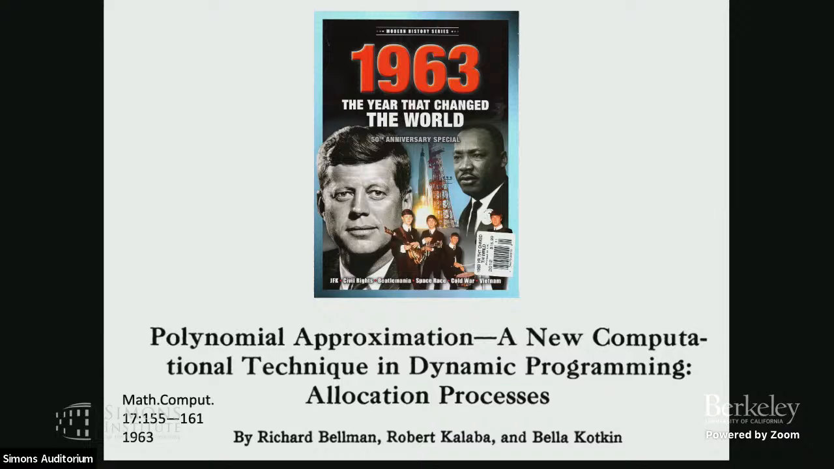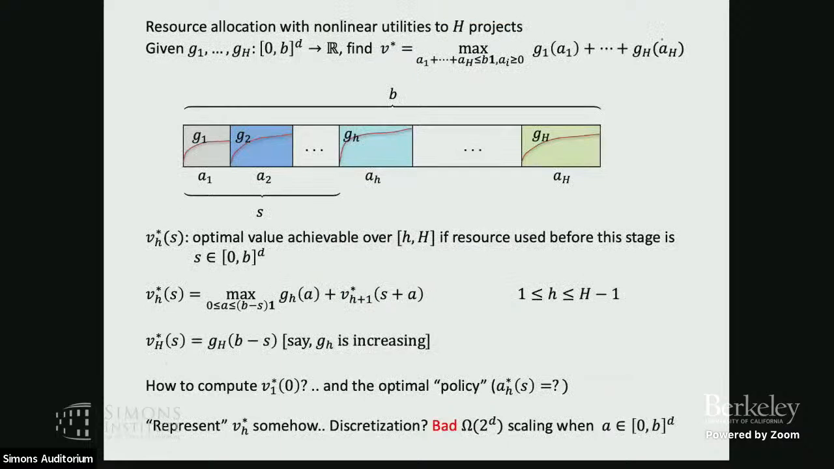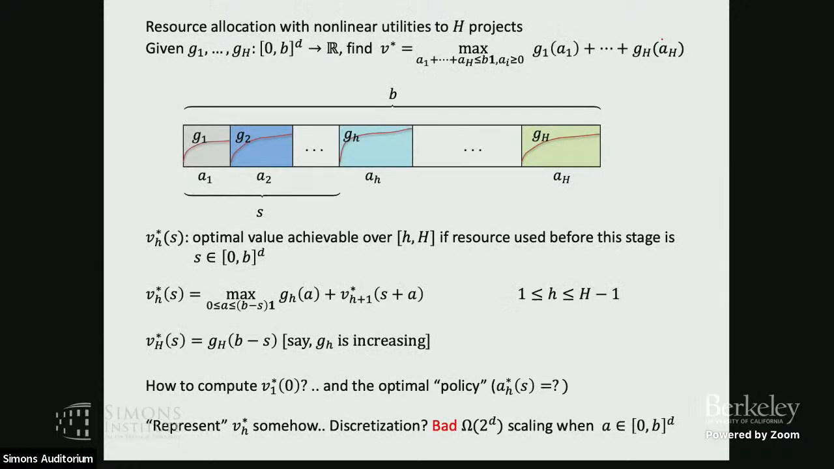So I want to use this paper as a precursor to explain what this functional approximation business in reinforcement learning is about. It solves what they call an allocation process. It's a very specific instance that you can cast as an MDP. You will see that it's effectively cast as an MDP.